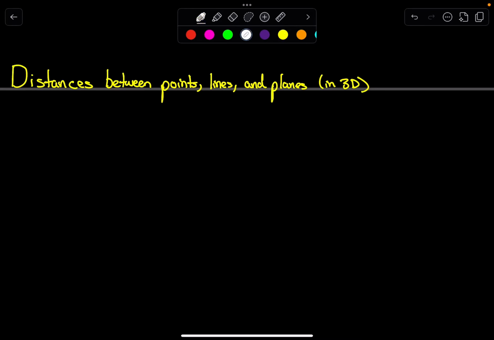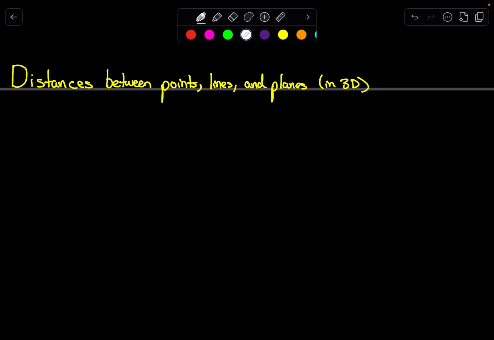So this video is going to cover the conceptual approach to finding distances between things in 3D. At this point, you need to have a good understanding of how to come up with the vector equation for a line, and what the general equation for a plane looks like, because we're going to be using those things to calculate the following. And we're going to do some different combinations of things.